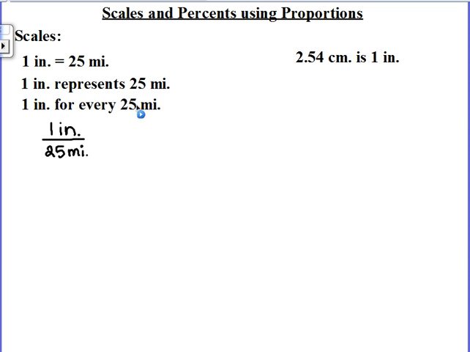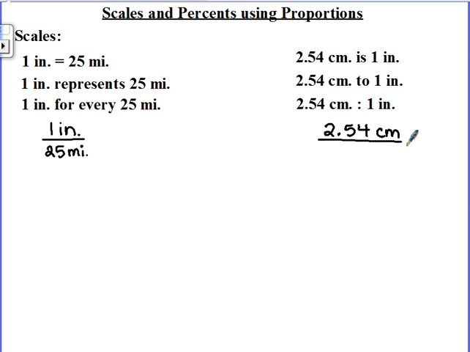2.54 centimeters is 1 inch. This is comparing two different measurements in metric and in customary. You could see it as 2.54 centimeters to every 1 inch, or 2.54 centimeters colon 1 inch, but again, they all represent the same ratio, comparing 2 54/100ths of a centimeter to every 1 inch.